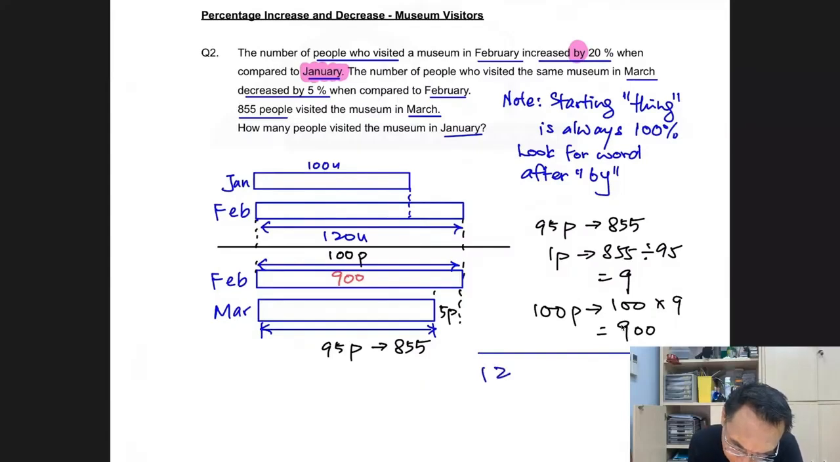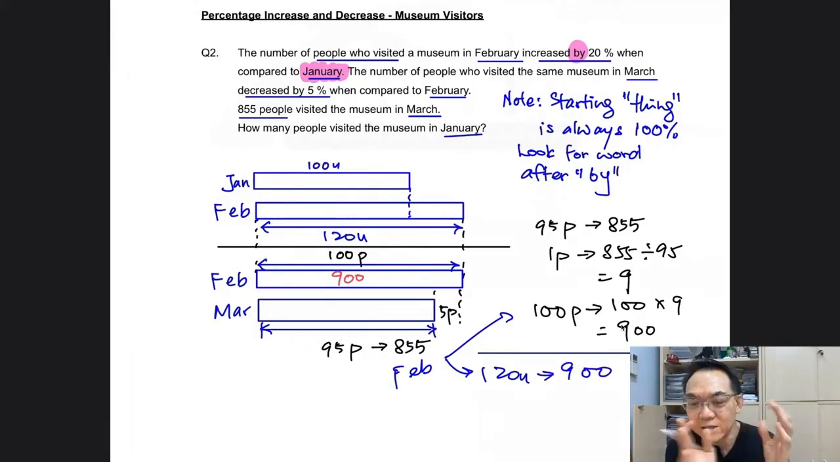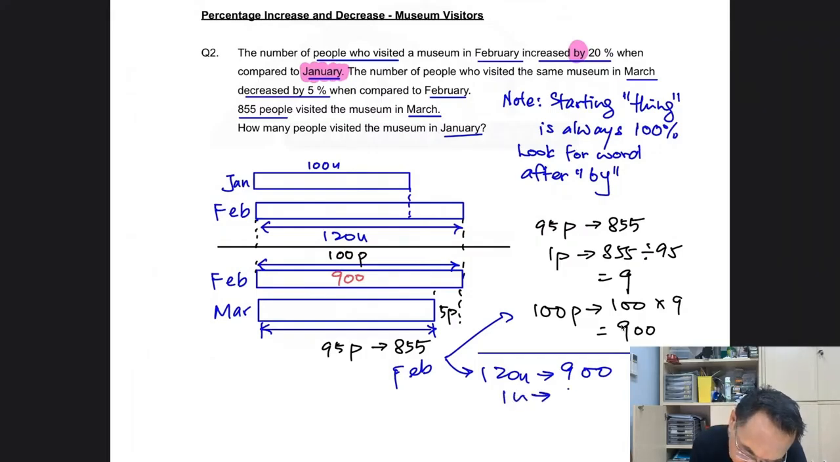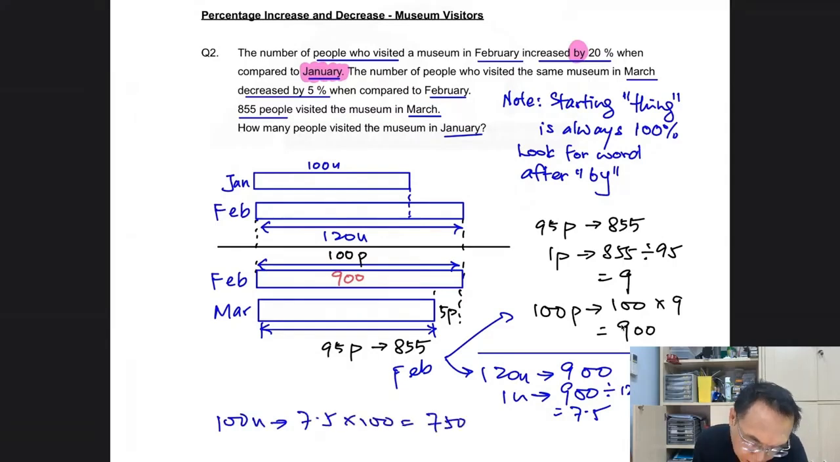Okay, so 120. Now, this is February. So this is 900. Very good. Well done, guys. Yes, super. Okay, let me just write this out. So 900 divided by 120 equals 7.5. So if 1 unit is 7.5, and the question is January, and January is 100 units, so we just got to find 100 units, right? So 100 units is therefore 7.5 times 100, giving me 750. Now people, that is the answer to the question.